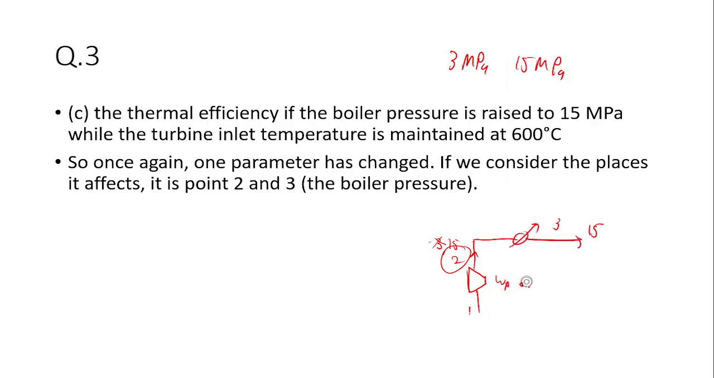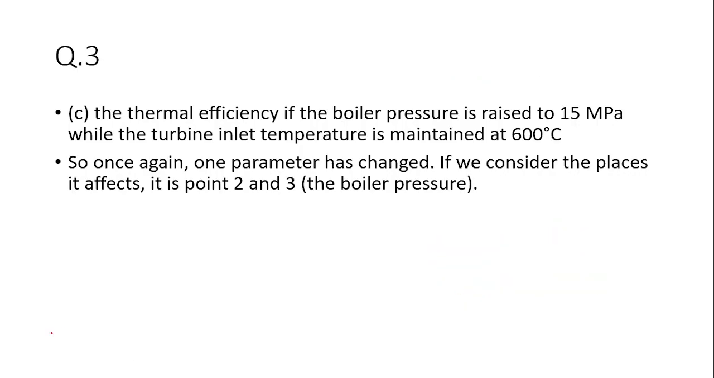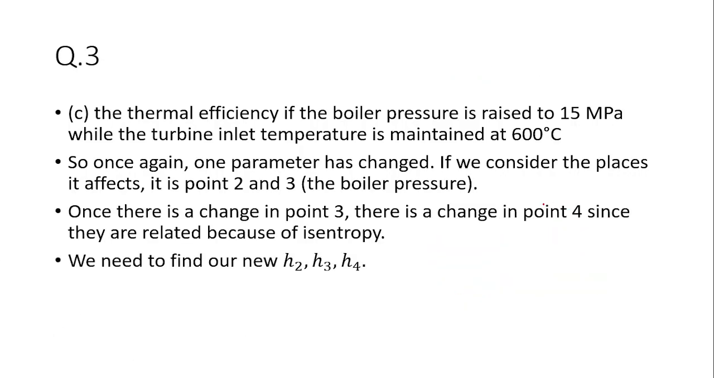Remember, the pump work was V times P2 minus P1. Since P2 has changed, the pump work would also change, right? So I'll need to find all those new things. So once there's a change in point 3 as well, there's also going to be a change in point 4 because they're related by isentropy. So we'll find a new H2, H3, and H4. H1 is the same because the pressure there didn't change. So it's still the HF at the 10 kPa.